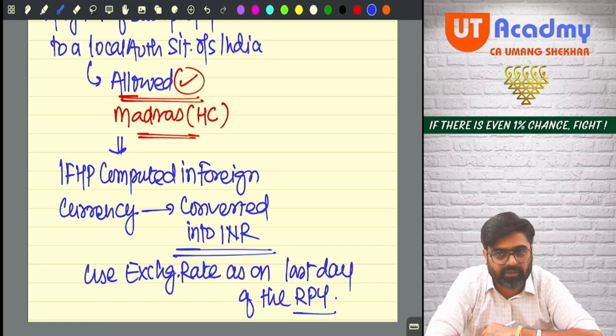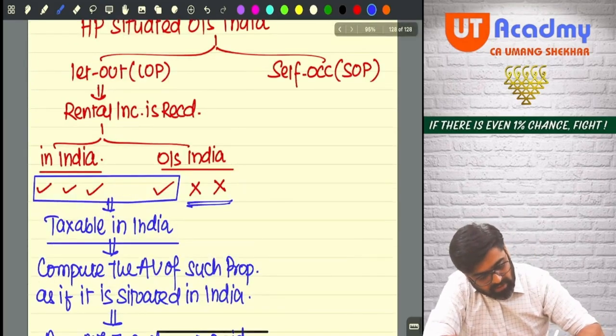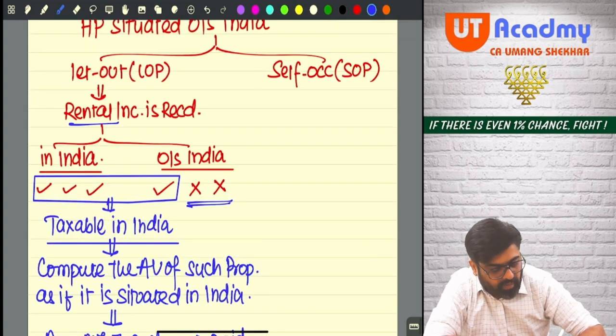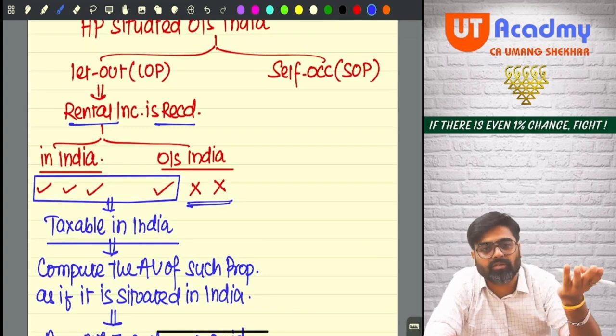Okay? Understood? What if the property is situated outside India and the rental income from that property is received outside India and your status is RNOR or NR?